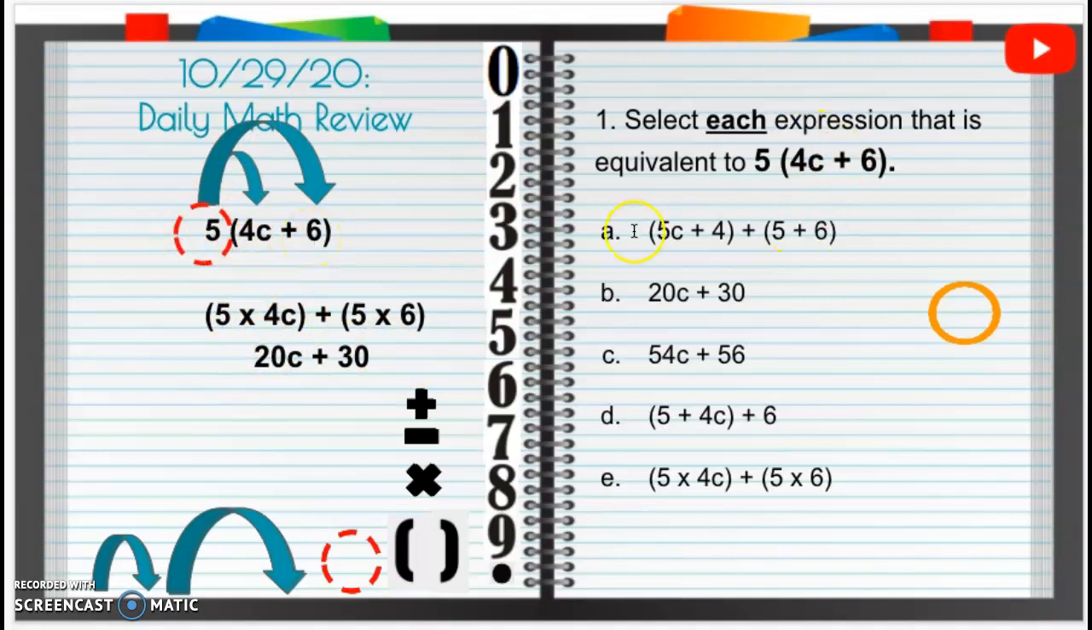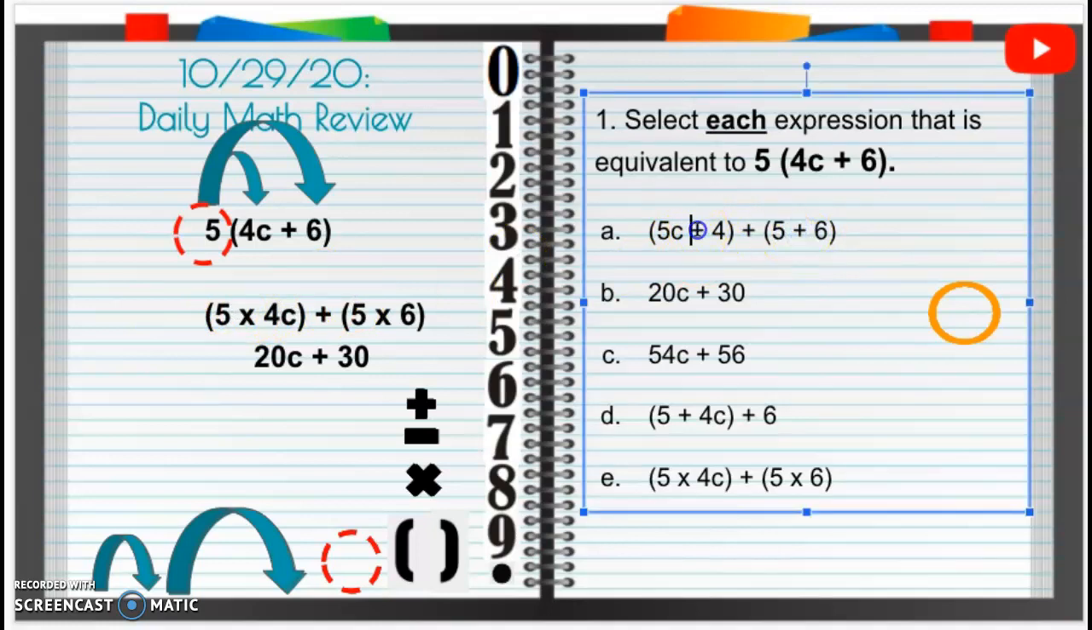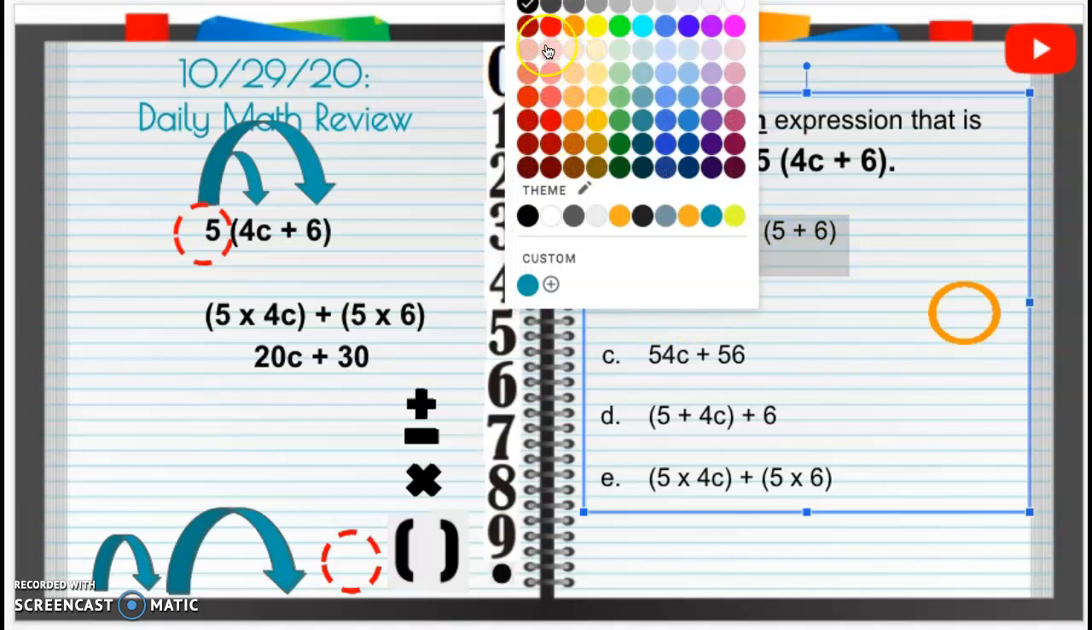So what we're going to look at here, A, B, C, D, and E. A says 5 times that quantity of C plus 4. So 5 times C plus 4? No, not really. And then 5 plus 6? No, we can't be adding in there. So let's look at the next one. So it won't be A. I'll make that in red.